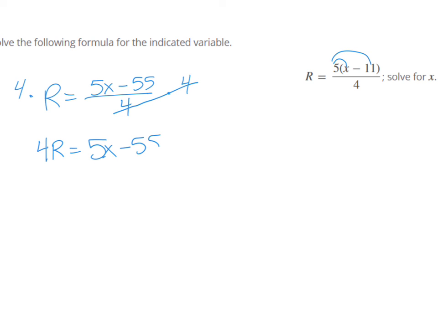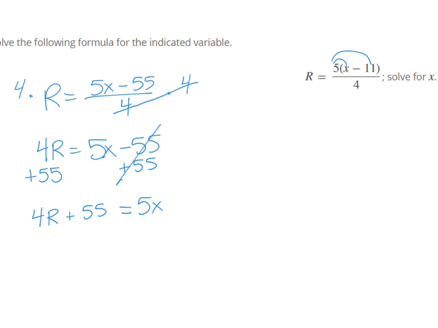Now that I have no fractions, I'm going to work on isolating that x. So just like last time, I have this 5 here, but I also have this minus 55. And this is further out, so let's get rid of that first. We're going to bring it over. It's a minus 55, so I'm going to add 55. Just like last time, this 4r and this 55, those aren't like terms. There's nothing I'm going to do with them other than write them next to each other. 4r plus 55 equals, on the right side, the 55 went away, but the 5x is still there.